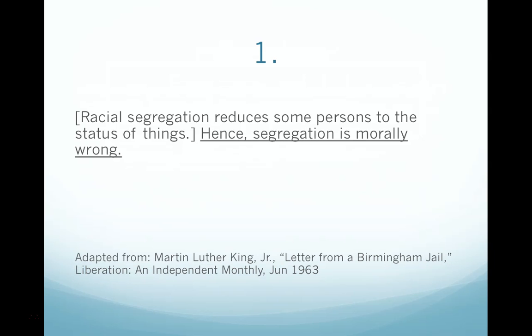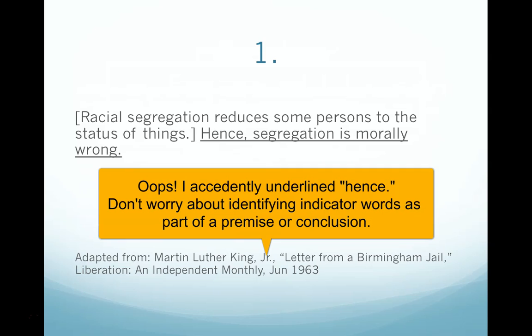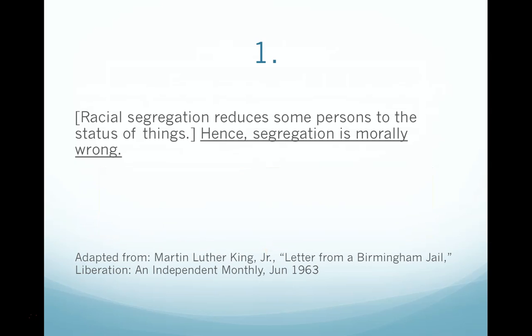Okay, so the main clue in this argument is the word hence, which is a conclusion indicator. Since hence introduces the clause segregation is morally wrong, that clause is likely to be the conclusion. Furthermore, it makes more sense to see racial segregation reduces some persons to the status of things as a reason for thinking that segregation is morally wrong, rather than the other way around. Note that the word hence is not underlined in the response. Conclusion indicators point you to the conclusion, but they are not part of the conclusion itself.